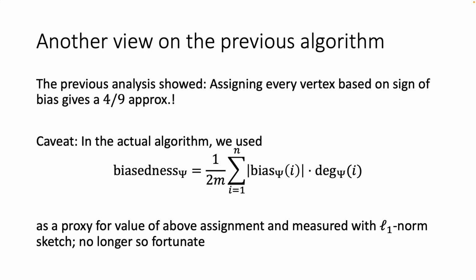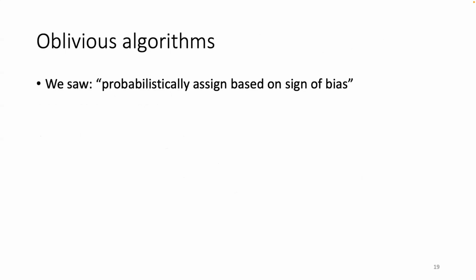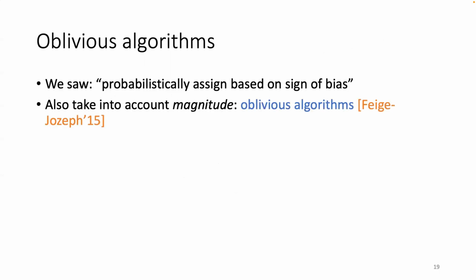But for a second, I want to forget about streaming and just think about classical algorithms. So we have this classical algorithm, which is a 4/9 approximation. The way that algorithm worked was you probabilistically assign every vertex solely based on the sign of its bias. So there's this paper of Feige and Jozeph where they study a slightly more general class of algorithms that also assigns variables based on the magnitude of its bias.